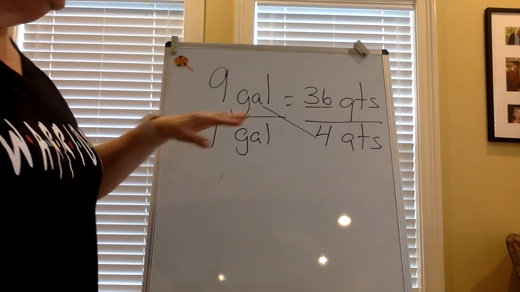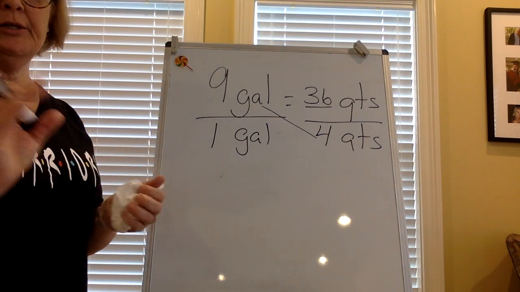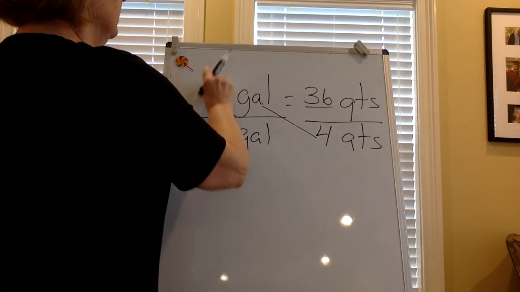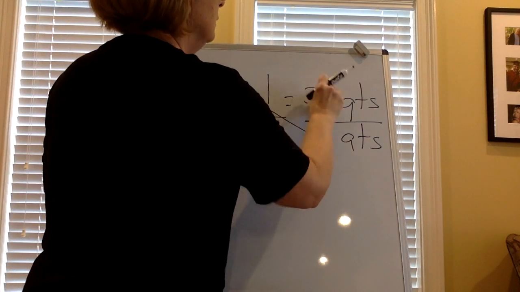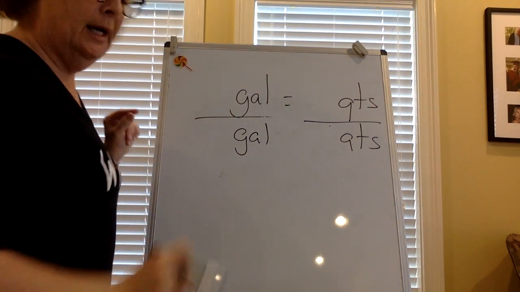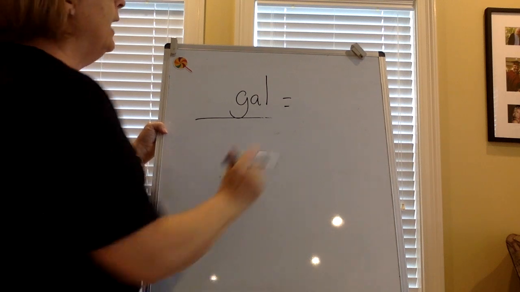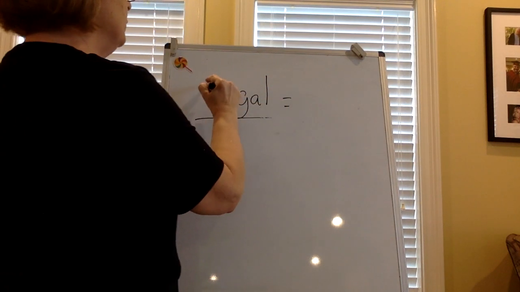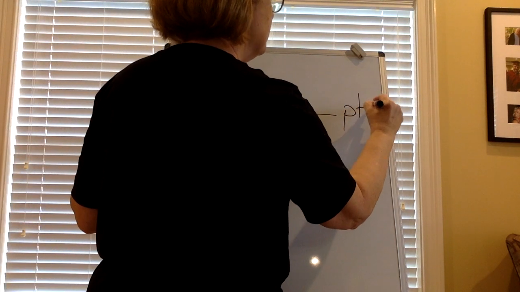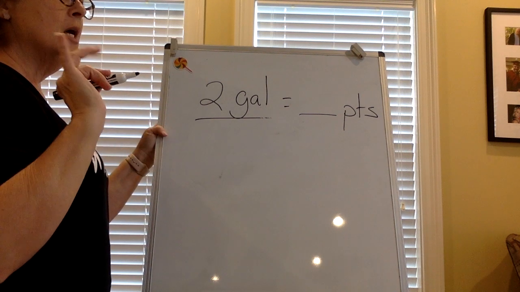Last one I'm going to do. And you can use this method with anything, feet, inches, yards, all kinds of stuff. I just chose to focus on the gallon. So let's see. One more. Okay. Let's say, actually I'm going to change it up a little bit. I want to know how many pints are in 2 gallons. So I have my 2 gallons equals blank pints. And if you think back, there's 4 quarts, there's 8 pints.